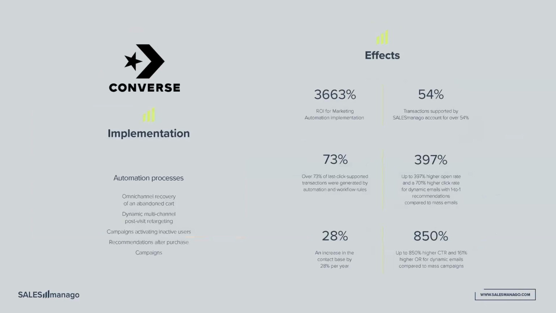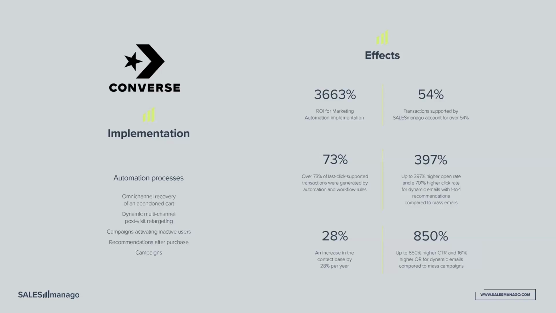For the implementation, they decided on abandoned cart recovery. Of course, from automation processes, they implemented multiple different things as well. So they implemented abandoned cart recovery, multi-channel post-visit retargeting, campaigns activating inactive users, which are win-back campaigns, and recommendations after purchase, which is cross-sell or upsell, depending on the recommendation. And the effects, as you can see, were quite stunning.